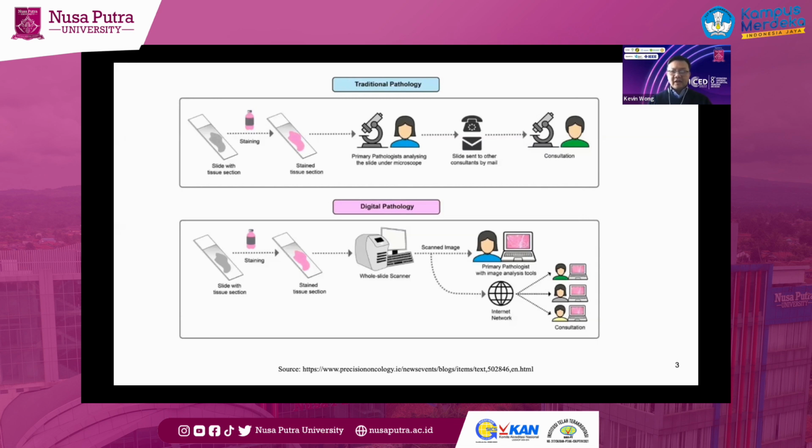So how is that being changed now? As you can see, the first 2 steps are still quite the same. You still get the tissue, you still do the stain. What has changed is that instead of going to the microscope, you have something called the whole slide scanner. You use the whole slide scanner to scan the image, and then you send it to the first pathologist to use some kind of computational image analysis tools. From there, using the internet, using the cloud, of course a secure cloud because it's patient information, you can then discuss with some of the consultants before you come up with the diagnosis. That is the change that we have seen in the pathology world.